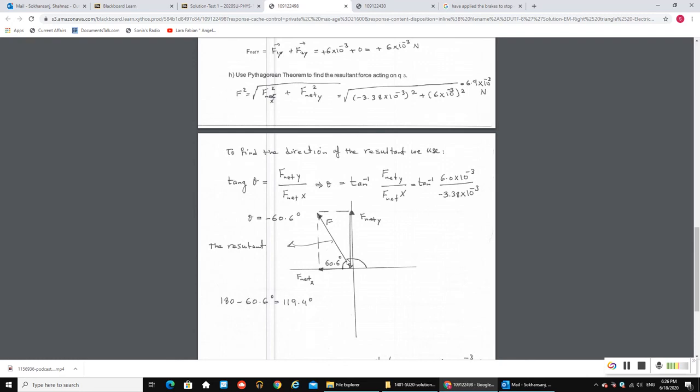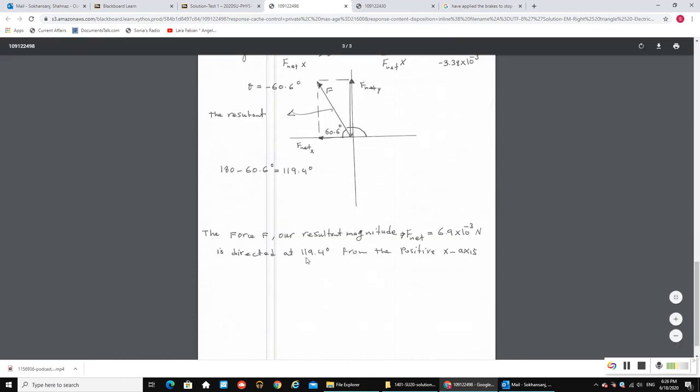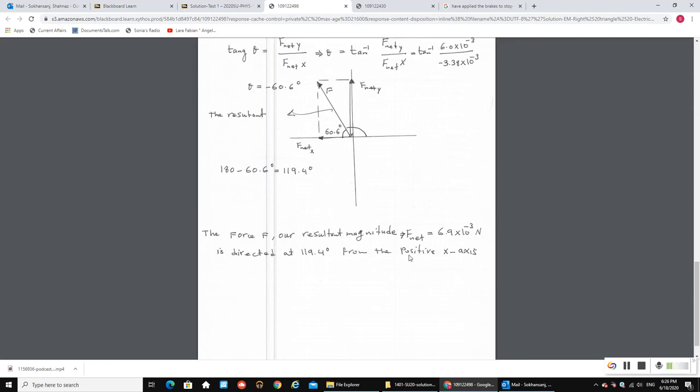So if you want to find the direction relative to positive X, then we subtract it from 180. This angle between force F and positive X is 119.4 degrees. The force F, our resultant magnitude, is 6.9 times 10 to the negative 3 newtons, and is directed at 119.4 degrees from the positive X axis. Please pay attention, I may make a mistake in my calculation. Make sure to check the answer and make sure the answer is correct. Good luck.